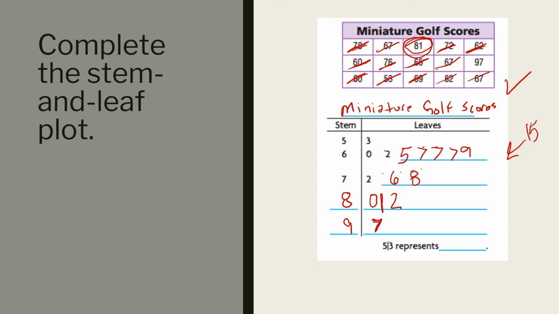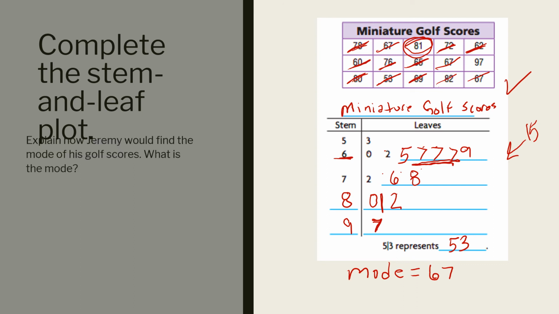Now it checks. Now 53 represents what number? 53. So now let's find the mode. The mode in this data is this right here, these 3 sevens, which represents the number 67. All right, good.